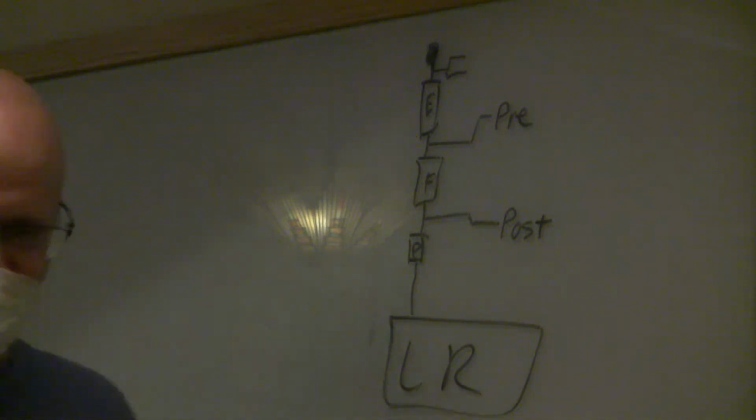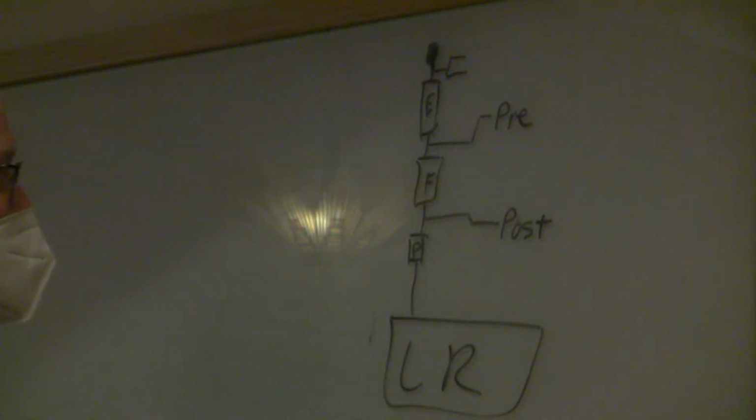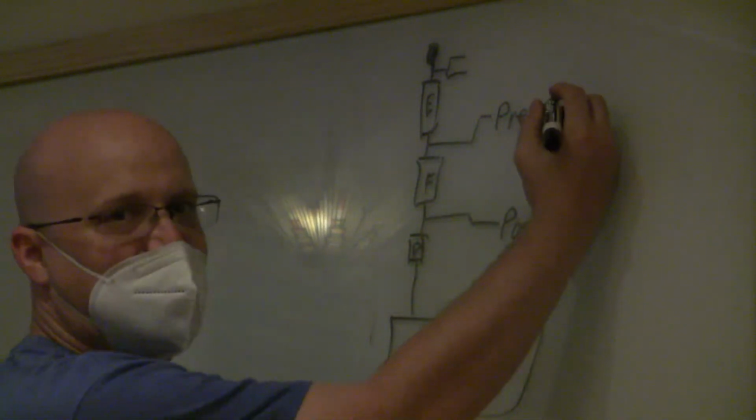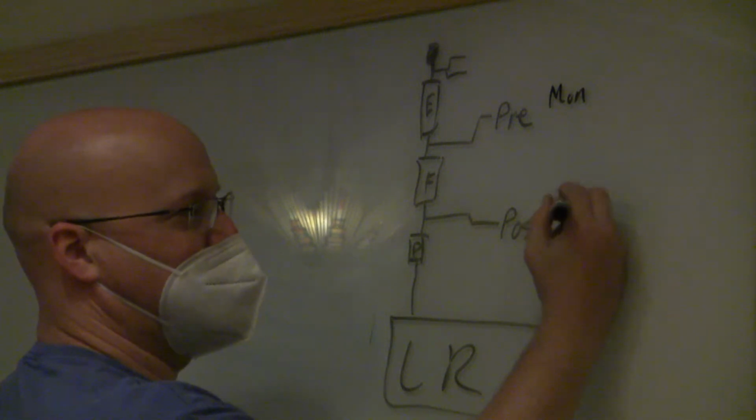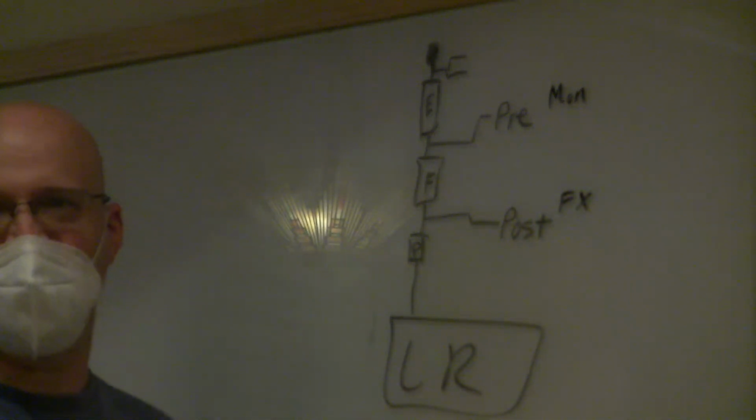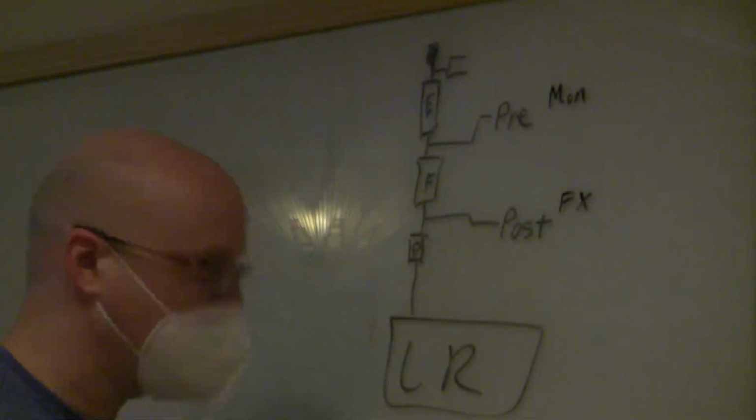Now, we refer to those as an auxiliary send because it's an auxiliary type of mix. It's a second type of mix that we're going to use for something. And it's usually going to be, pre-fader is usually going to be for monitors, and post-fader is usually going to be for FX. So that's your number one way to think of that.